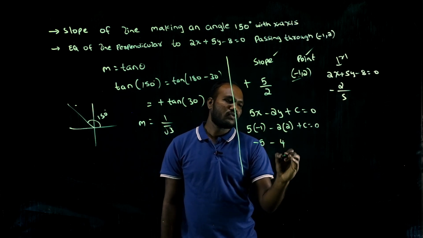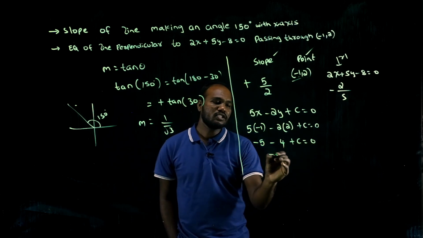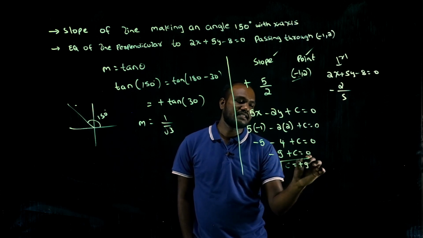Minus 2 times 2 is minus 4, plus c equal to 0. Minus 5 minus 9 is how much? Minus 9 plus c equal to 0. C value is what? Plus 9. This is the value of c.